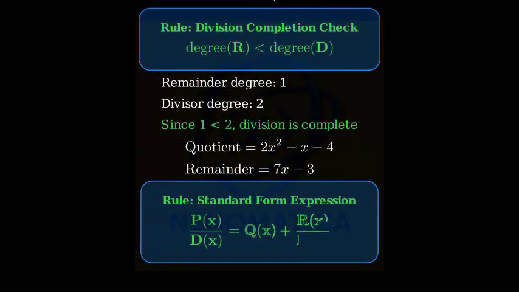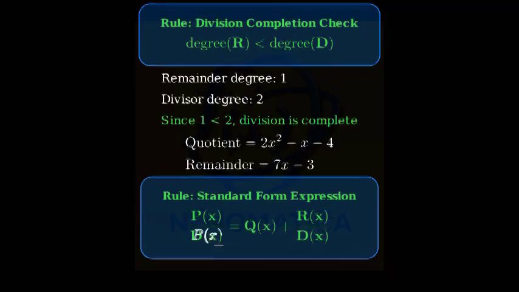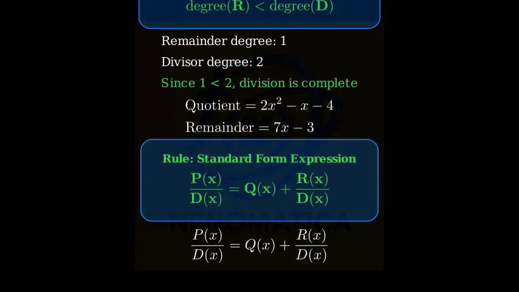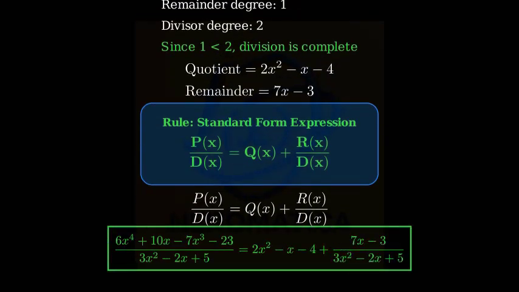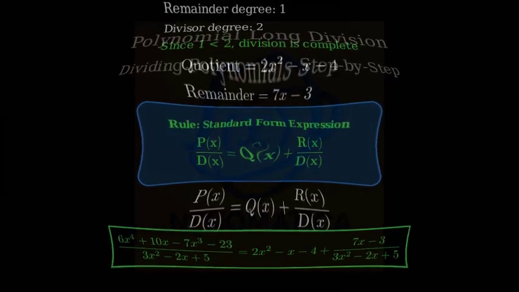Finally, let's express our answer in the standard form. When performing polynomial division, we can express the result as dividend divided by divisor equals quotient plus remainder divided by divisor. So our final answer is 6x to the fourth plus 10x minus 7x cubed minus 23 divided by the quantity 3x squared plus 5 minus 2x equals 2x squared minus x minus 4 plus the quantity 7x minus 3 divided by the quantity 3x squared minus 2x plus 5.